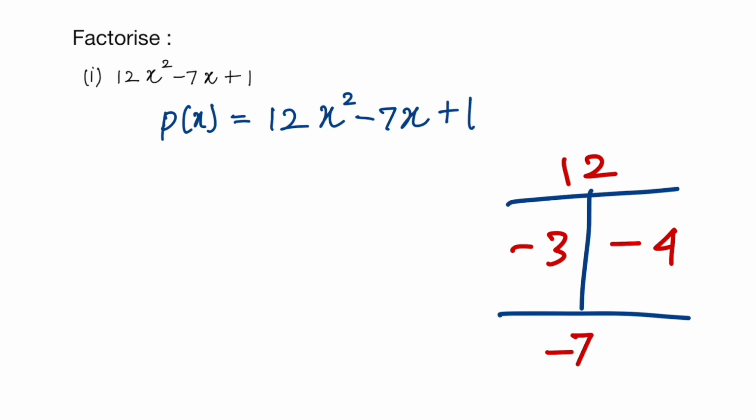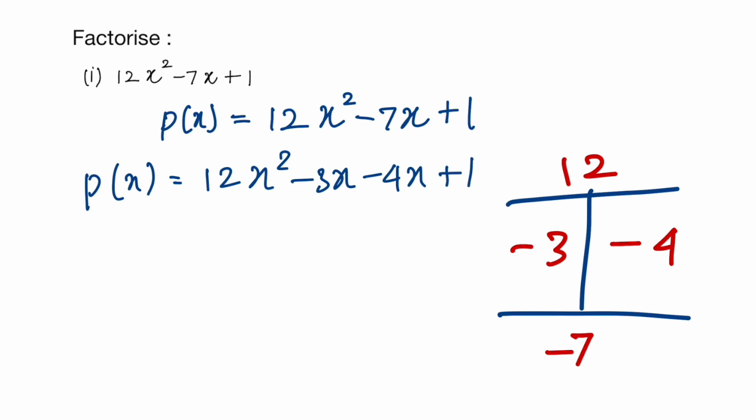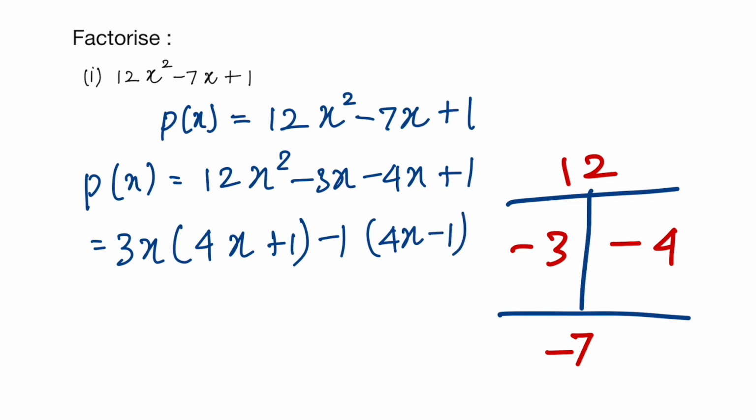Okay, so let me just split the middle term and write it. So p of x is equal to 12x squared minus 3x minus 4x plus 1. Now in the first two terms you can take 3x as a common factor, so that leaves you with 4x minus 1. Sorry, in the first one it should be 4x minus 1, right? Because this is minus 3x, so when we take 3x out of it, it becomes 4x minus 1. And in the second two terms you take minus 1, and that leaves you with 4x minus 1.